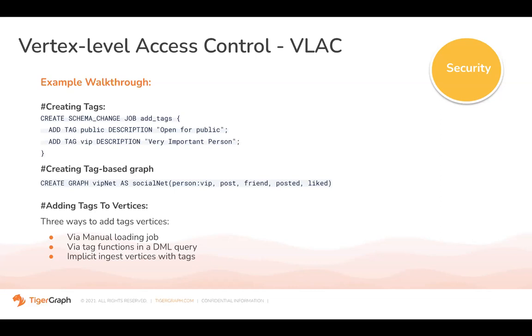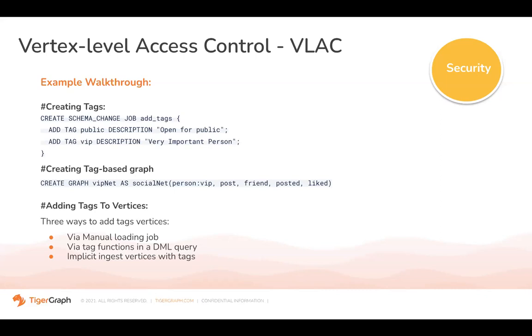As I mentioned, these are tag-based graphs. So with a schema change job, you can create a tag and that defines the property, and the different ways you can define that property. Once a tag is created, then you want to create a tag-based graph. That is the filtered view of the base graph, which the users can query.